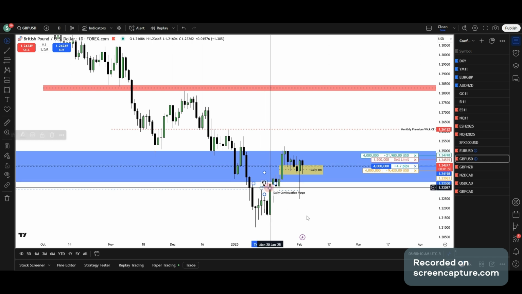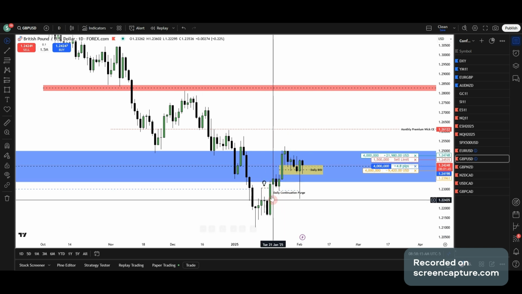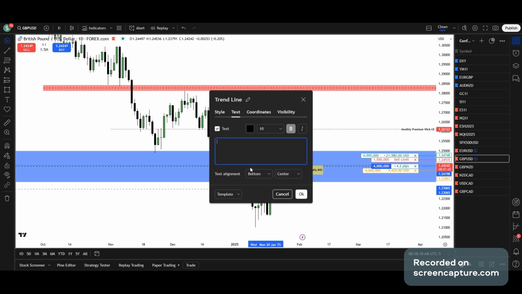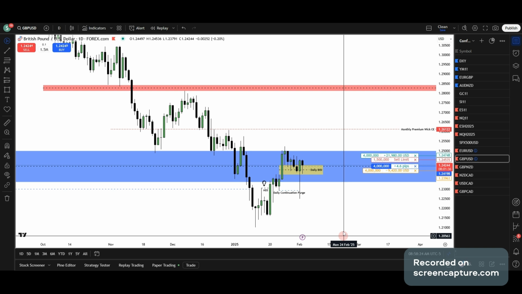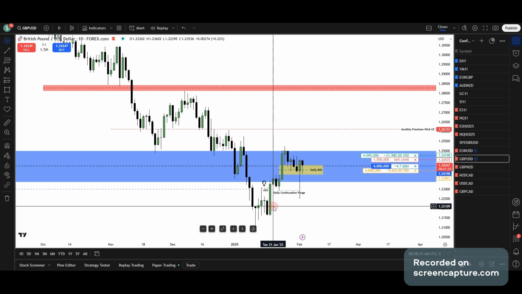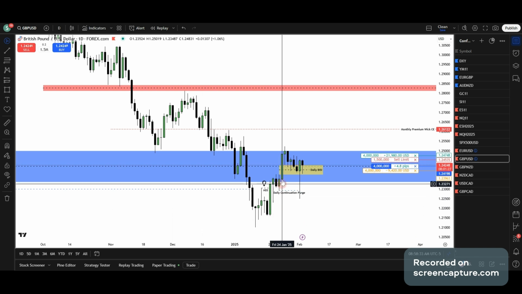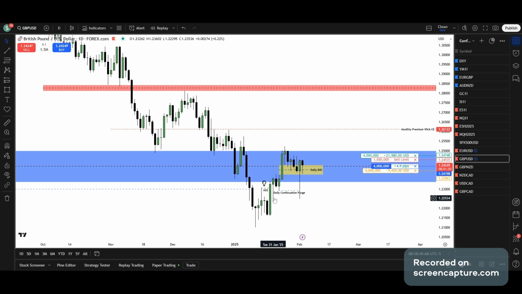So there's our market structure shift on the daily. And I'll label it as well. MSS. Okay. Market structure shift. Price came back down here. This is your low risk. And I'm going to take this off here now. Your low risk long right there.